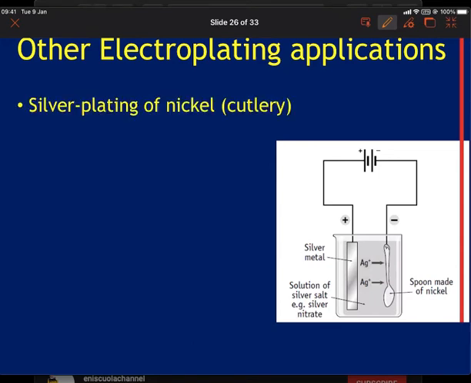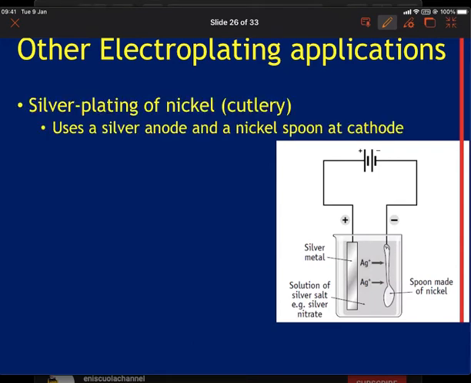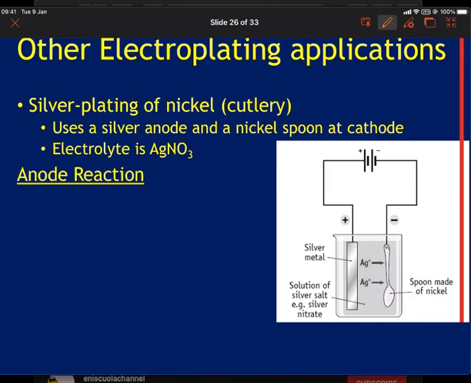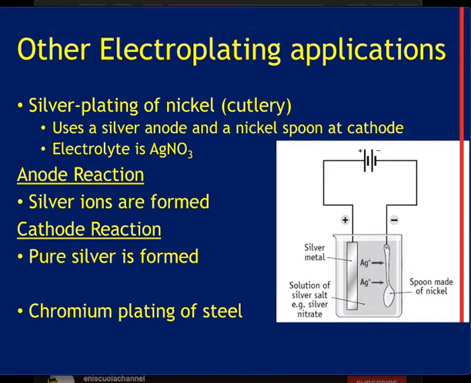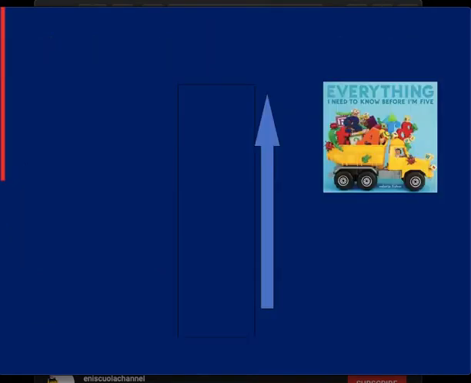So just one other is silver plating. So again, silver anode, nickel spoon at your cathode. You'd have silver nitrate as your electrolyte, and again your silver ions are formed at your anode, and then pure silver is formed at the cathode, and that's where the plating comes from. So there's loads of different applications, a whole load of things. So you can chromium plate steel for your bathrooms, where all of the steel then is beautiful and shiny and will last for a while.